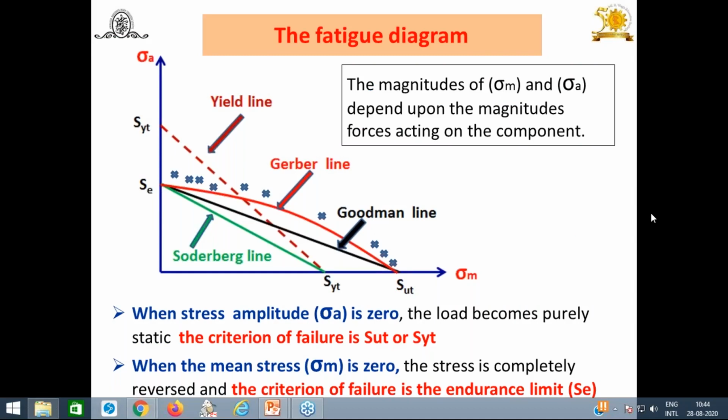If I am going to use a Soderberg line, the points coming inside this area are the safe region, and outside of this Soderberg line, all of these are the unsafe region. Again, for the Goodman line, points inside this line are in the safe region, outside is the unsafe region, and for the Gerber line, points coming outside are unsafe and inside are safe. But out of these three, Soderberg, Goodman, Gerber, which one is the best suitable?